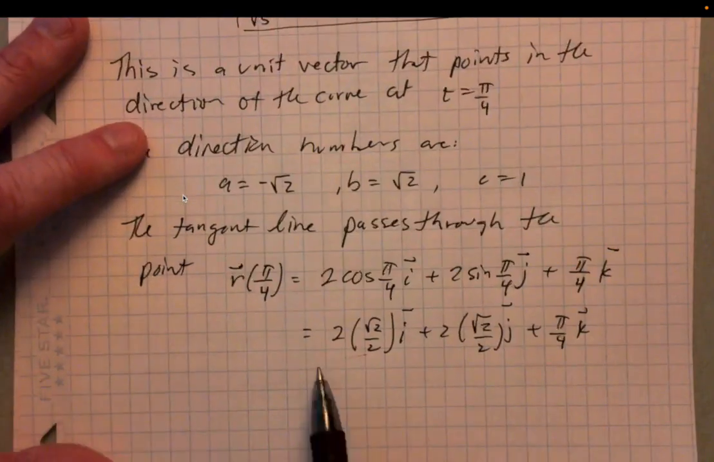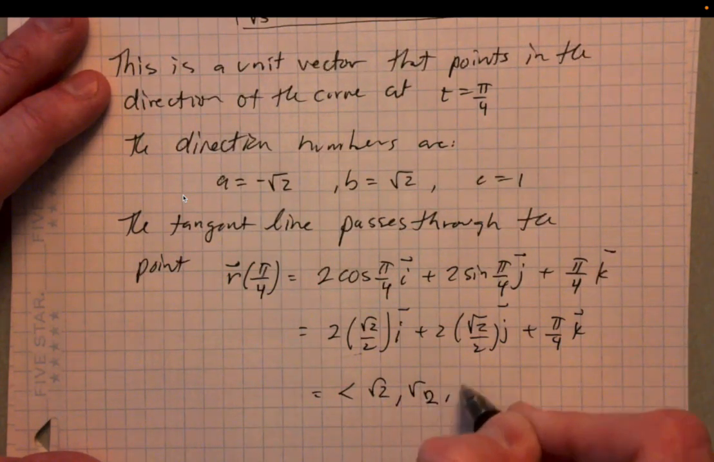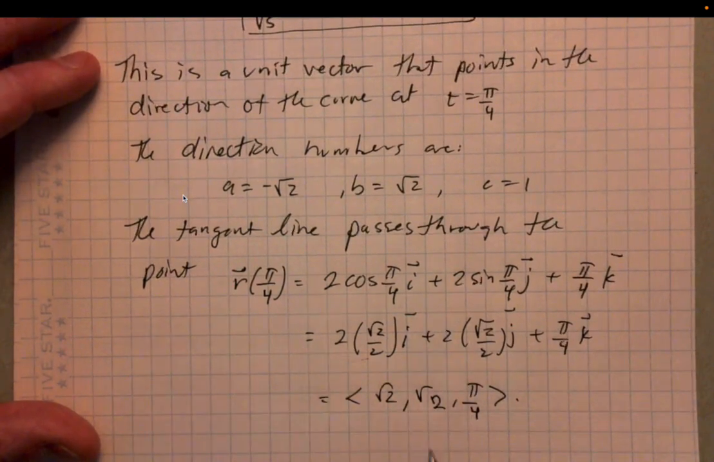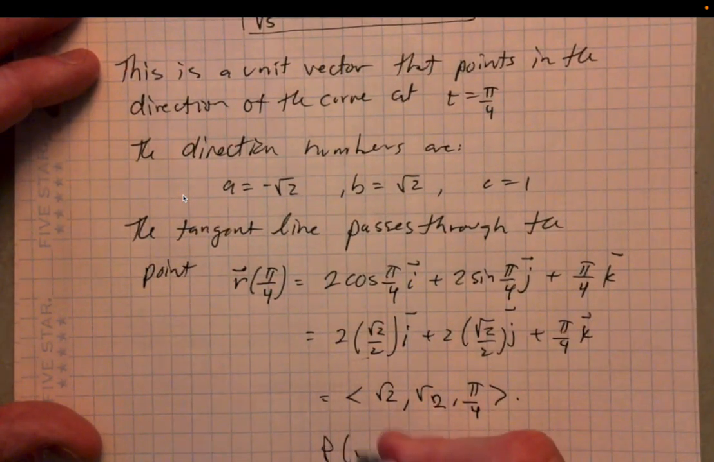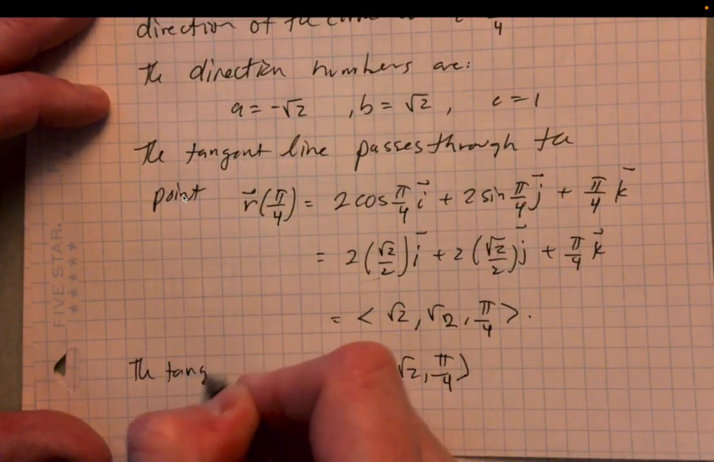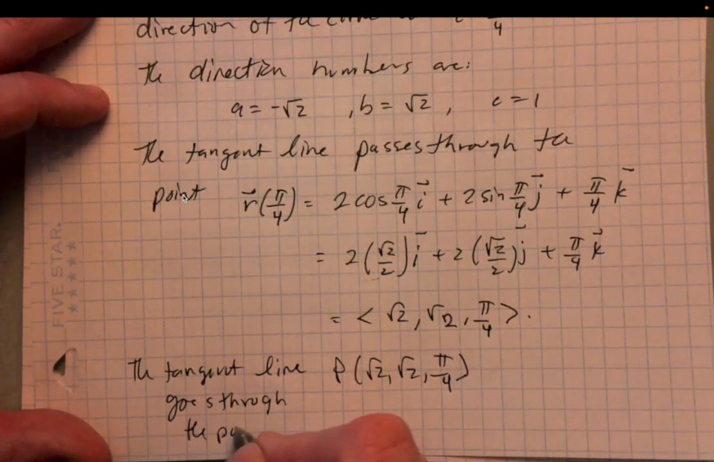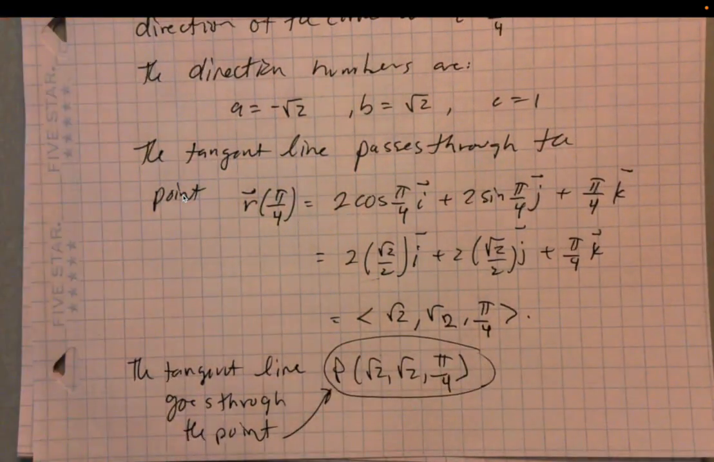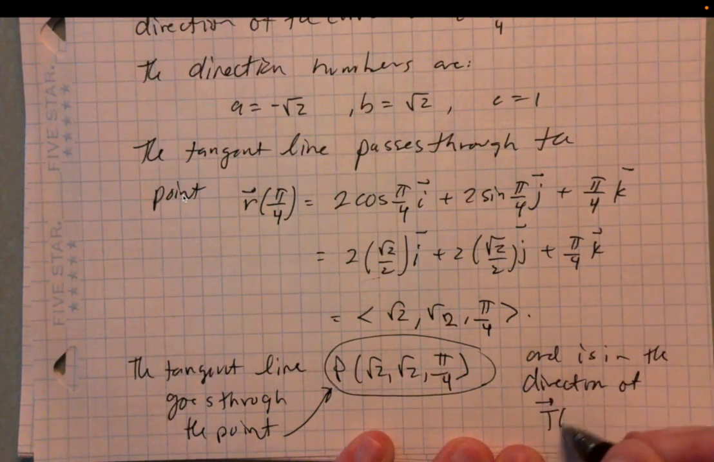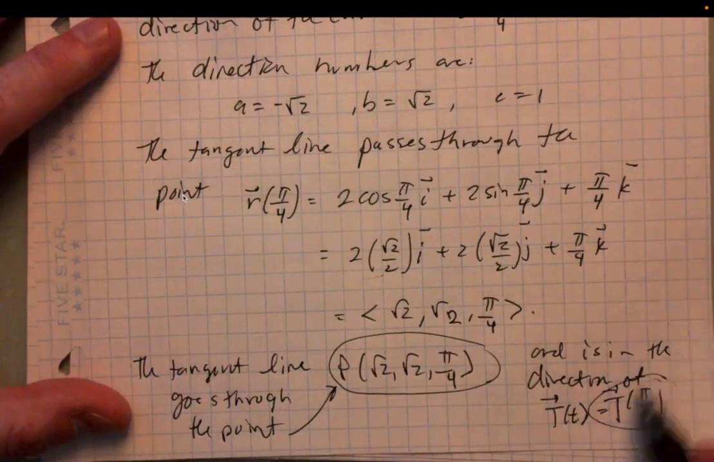Okay, and so thinking of this as a point in space, or as a vector, you could think of it as square root of 2, comma, square root of 2, comma, pi over 4, right? So whatever line, the tangent line here is going to have to go through the point, better switch to the proper notation here. It's going to go through that point, isn't it? So the tangent line goes through the point, and is in the direction of this guy, which we found up above.